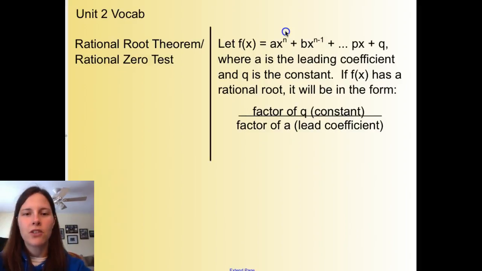Notice we have a function starting with a leading coefficient of a, n is the highest power, all the way down through q, which is the constant. If this function has a zero, it will be in this form, where the numerator of the zero would be a factor of the constant, and the denominator of the zero would be a factor of the leading coefficient. Once we use some actual numbers, hopefully this will make some more sense to you.